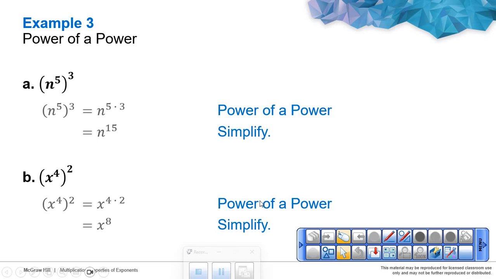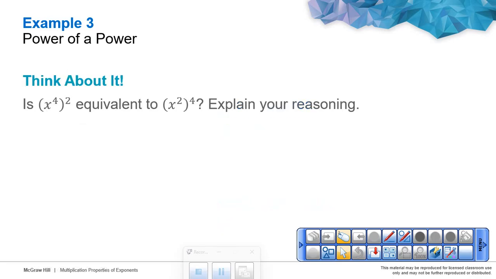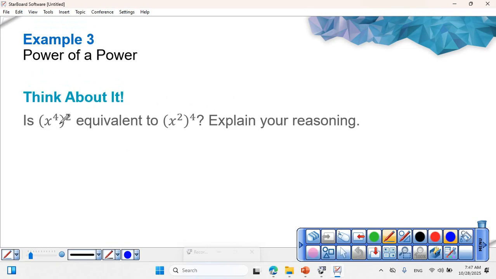As you see here, what do you think about this? This question: is x to the power 4, to the power 2 equivalent to x squared to the power 4? Explain your reasoning. The same, I think. This is because the multiplication is what?